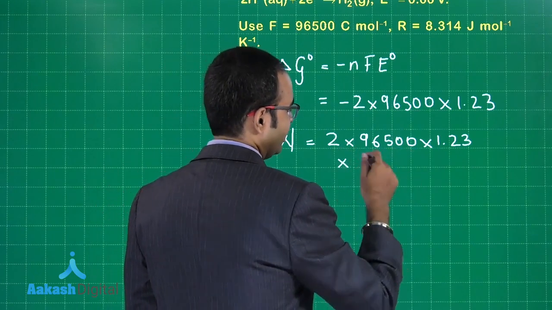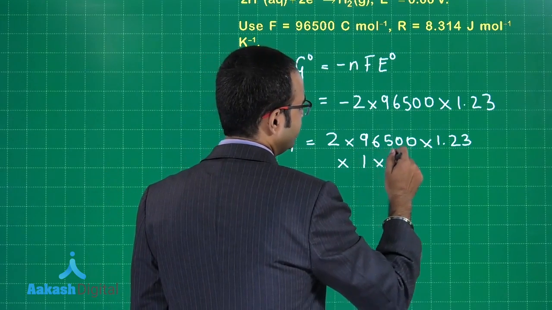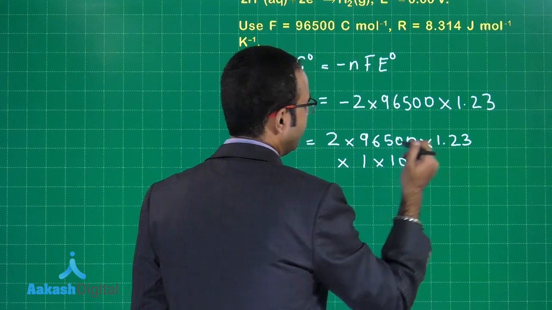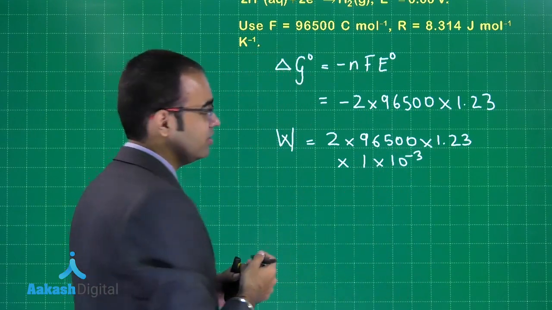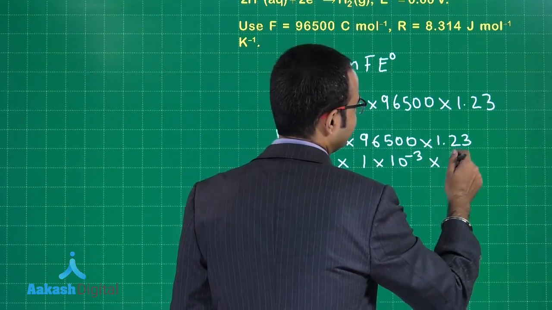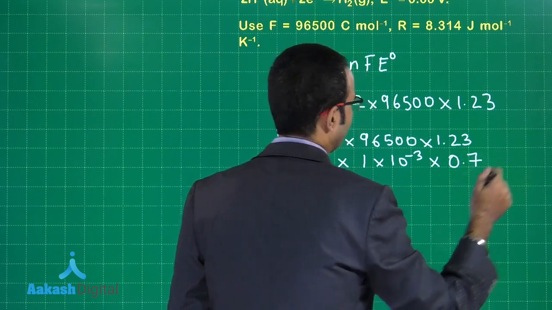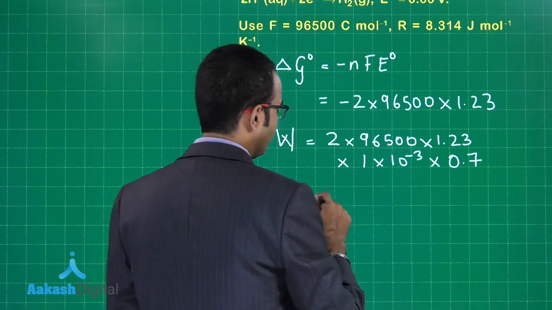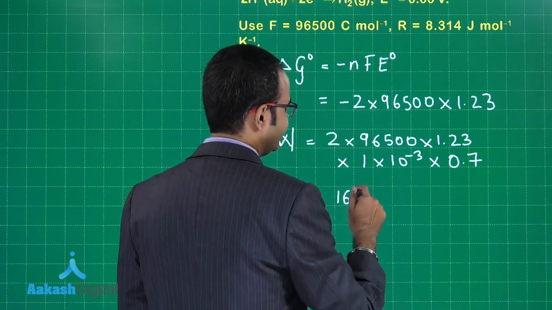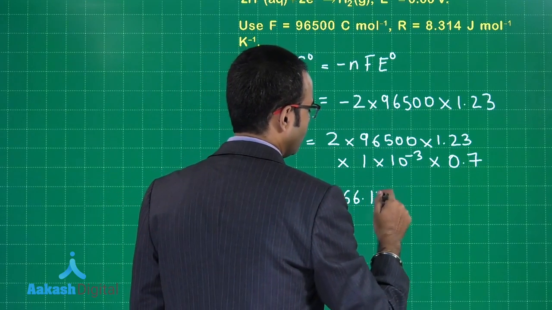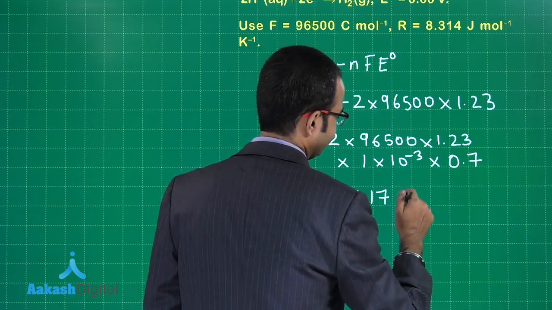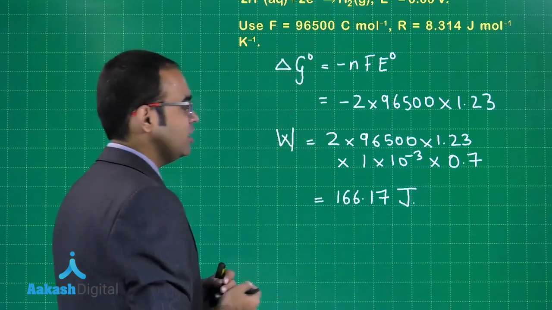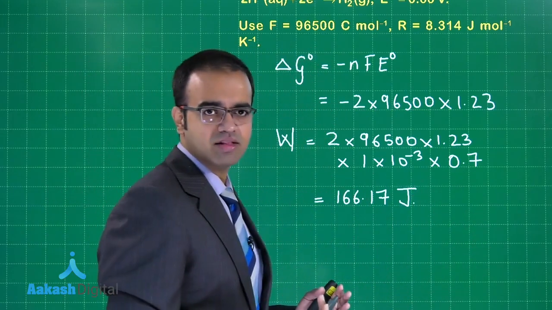But it is not for 1 mole. It is for 1 into 10 to the power minus 3 moles of hydrogen, and efficiency is 70%. So I'll multiply here by 0.7. So this will be equal to 166.17 joules. Okay, so we have got the work done.